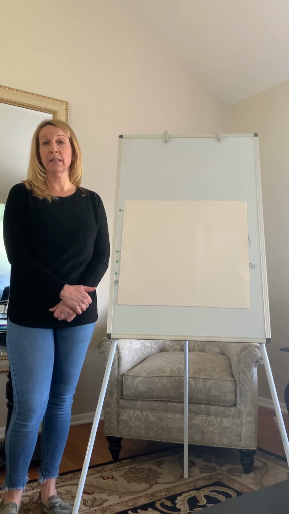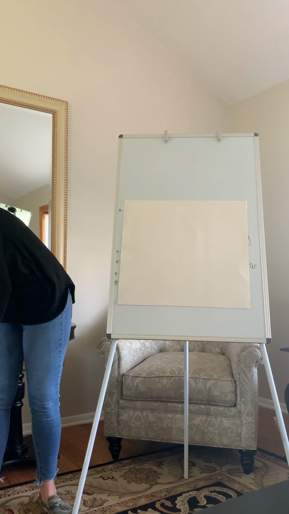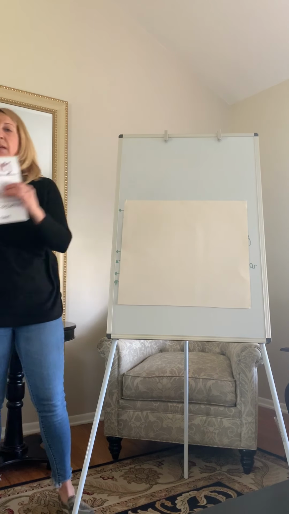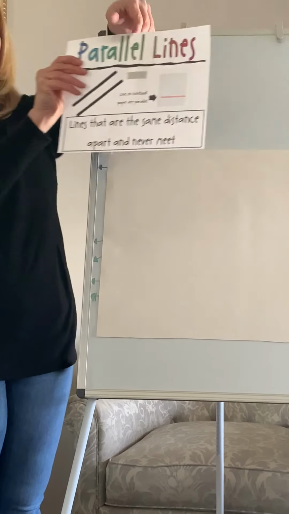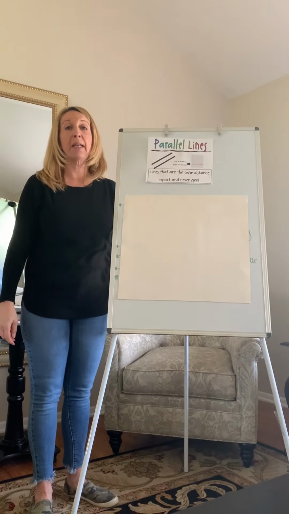Today we're going to continue on talking about geometry, and I'm going to talk to you about lines. There are three types of lines we're going to talk about today, and the first one is called parallel lines. Parallel lines are lines that are the same distance apart and never meet.